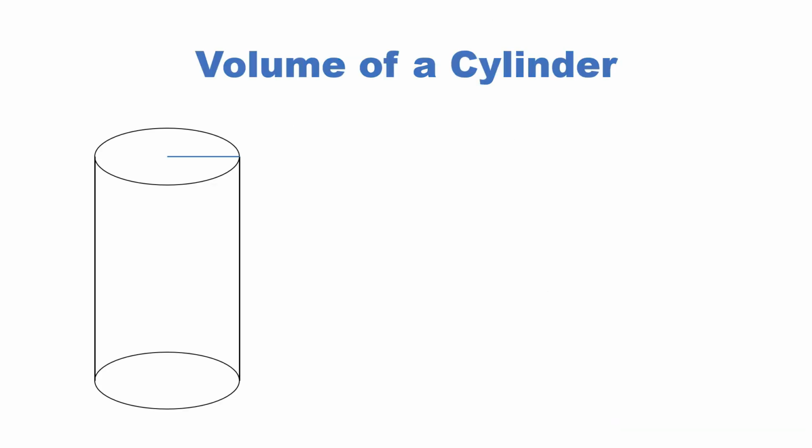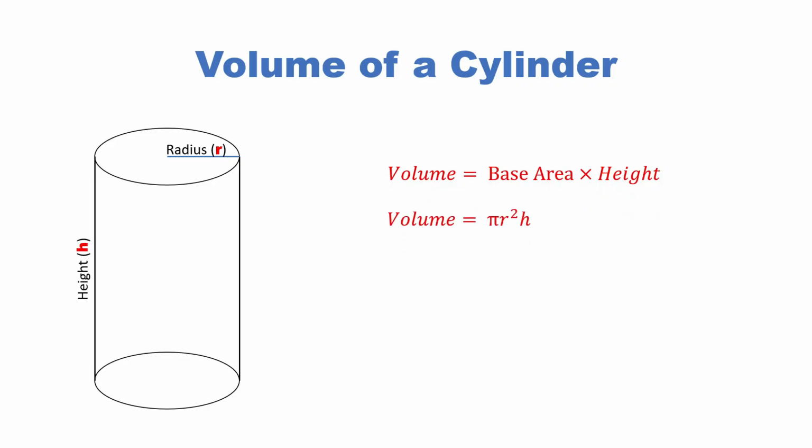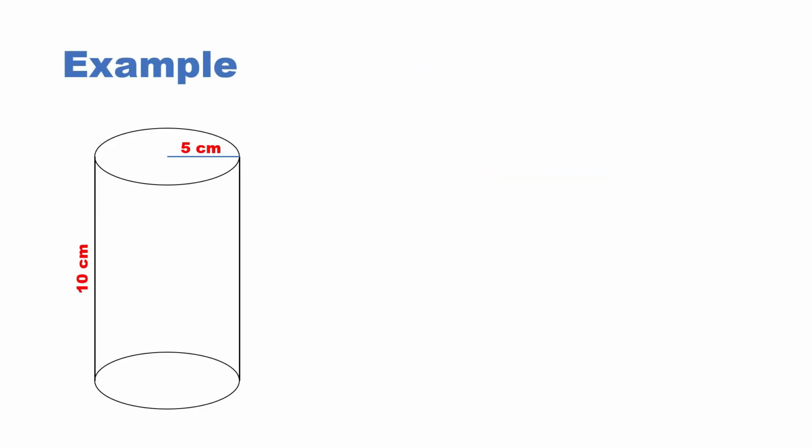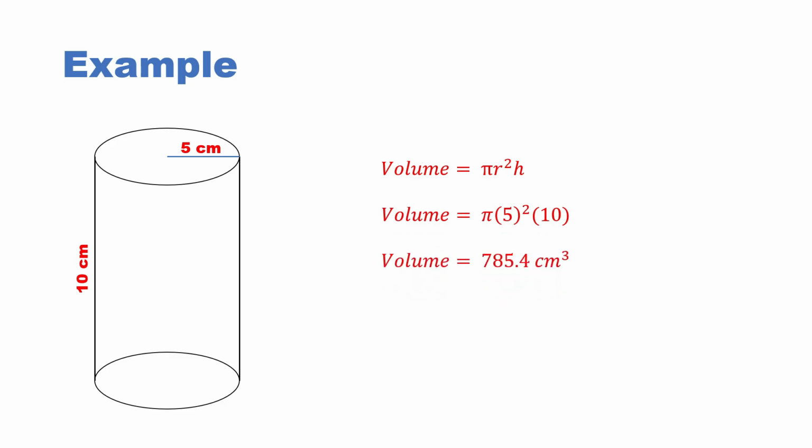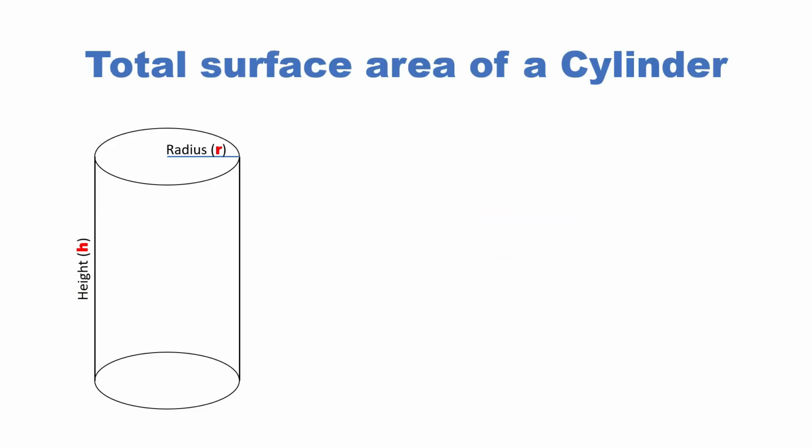Now, let us move to the volume of a cylinder. A cylinder has radius r and a height h. So, the volume is base area times height. But since the base is a circle, the volume of a cylinder is pi r squared h. For example, given this cylinder, with radius 5 centimeters and height 10 centimeters, the volume is equal to pi r squared h, which is equal to pi times 5 squared times 10, which is equal to 785.4 cubic centimeters.